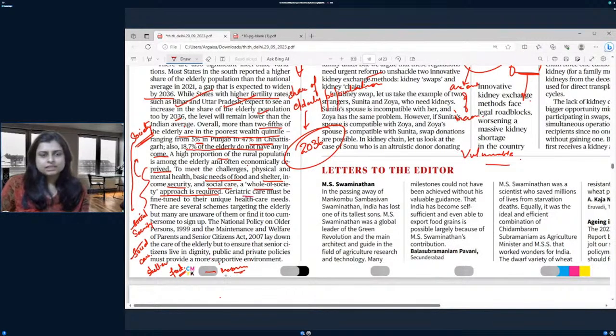So geriatric care must be fine-tuned to the unique healthcare needs. There are several schemes targeting the elderly, but many are unaware of them or find it too cumbersome to sign up. The National Policy on Older Persons 1999 and the Maintenance and Welfare of Parents and Senior Citizens Act 2007. That means we have one policy and one act. You need to know about this. They lay down the care of the elderly, to ensure that senior citizens live in dignity. Public and private policies must provide for a supportive environment.